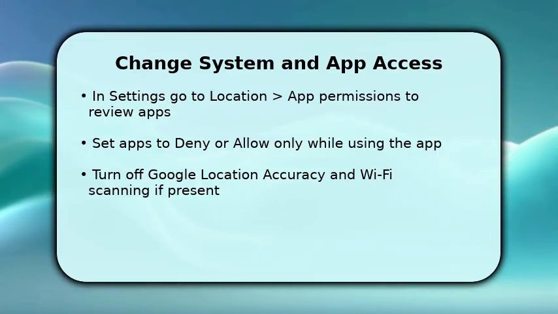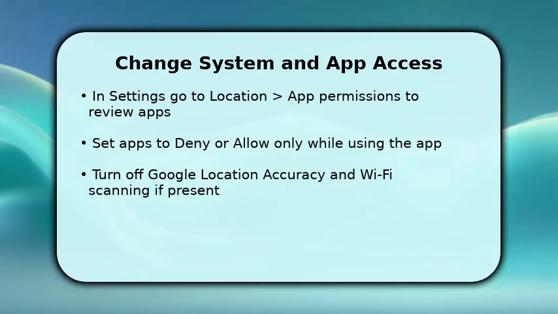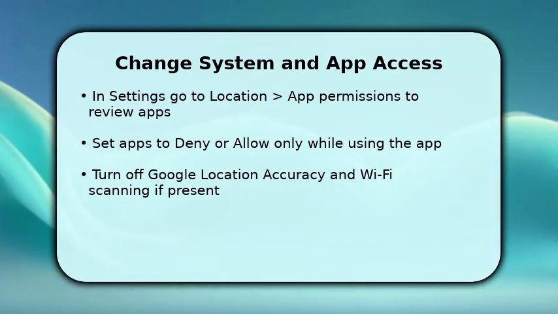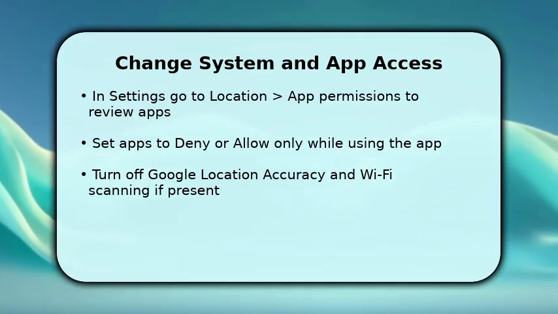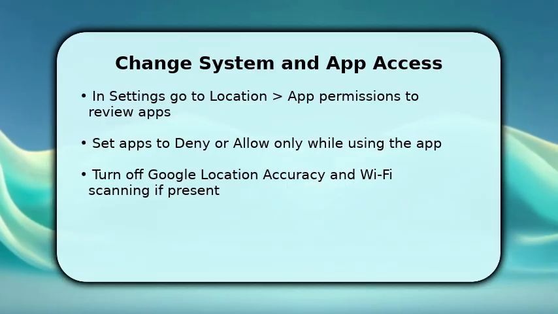Make sure to change any always allow entries you don't want. Also disable Google location accuracy and Wi-Fi or Bluetooth scanning options if you want to stop non-GPS positioning. This reduces background location checks and improves privacy.